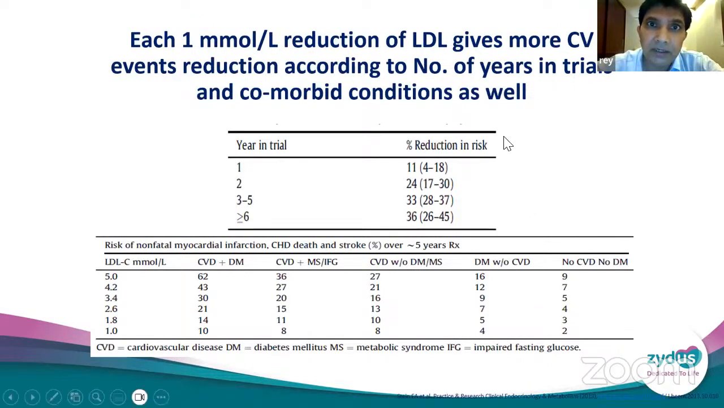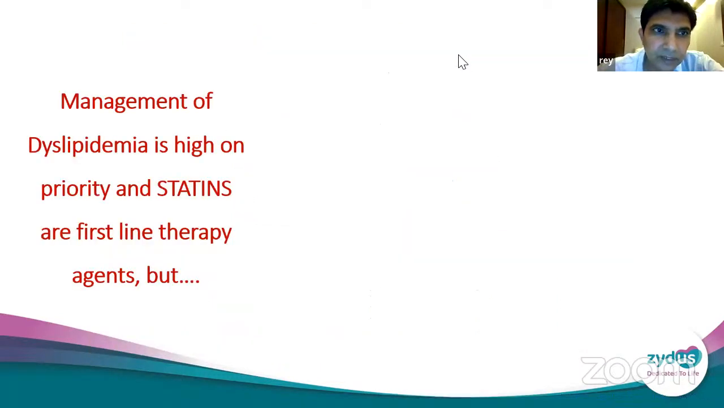Each 1 millimole decrease in LDL gives more cardiovascular event reduction according to the number of years in trials and comorbid conditions as well. After 1 year of trial, there is around 11% reduction in risk, after 3 to 5 years around 33%, and after more than 6 years, 36% relative risk reduction in cardiovascular events after control of LDL cholesterol.